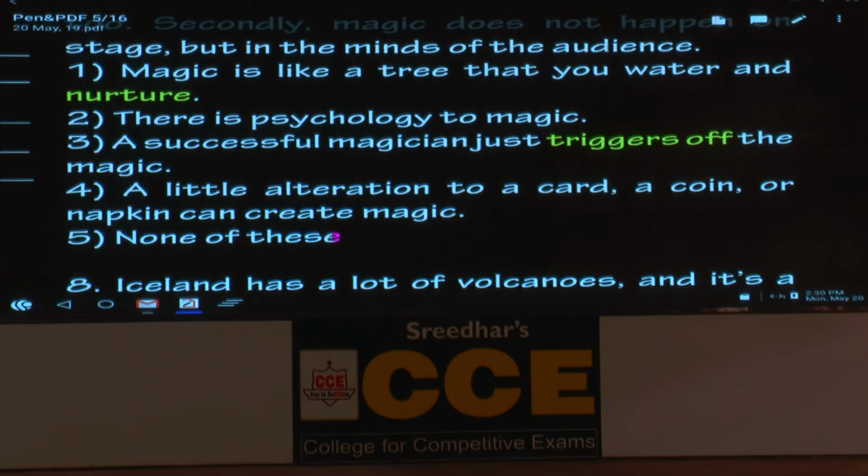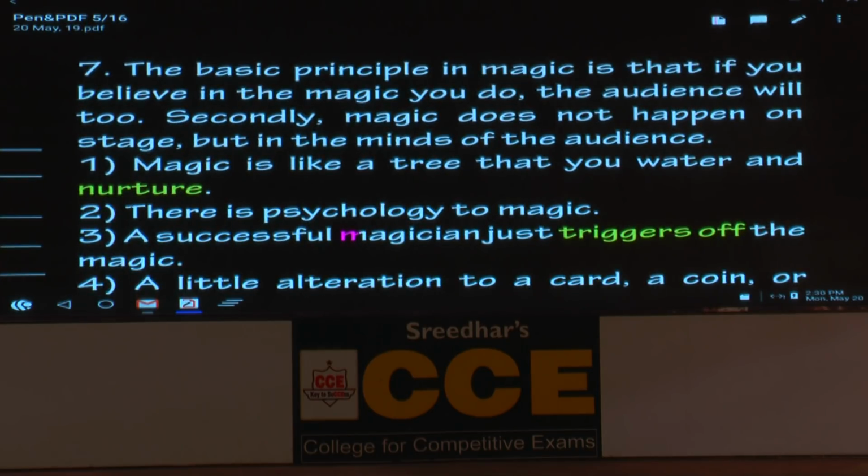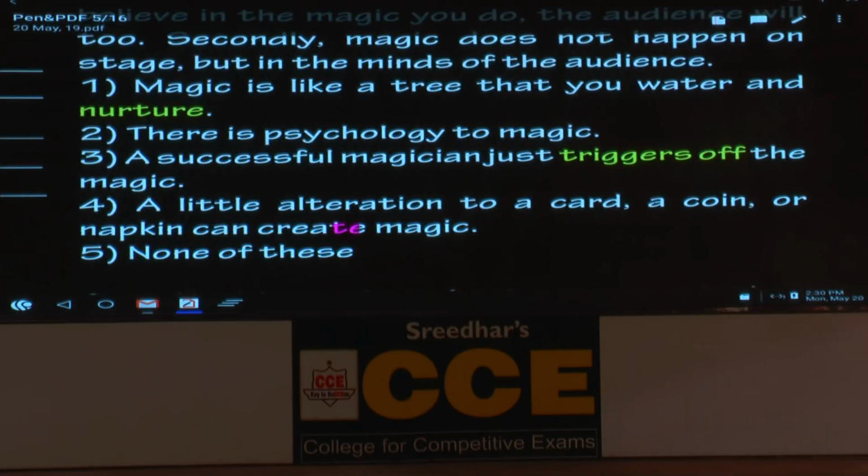Now, the first sentence talks about what? The basic principle in magic is that if you believe in the magic you do, the audience will too. So, where is the key? With the audience or with the magician? Magician. So, the third option talks about what? A successful magician just triggers off the magic. It goes with that idea.